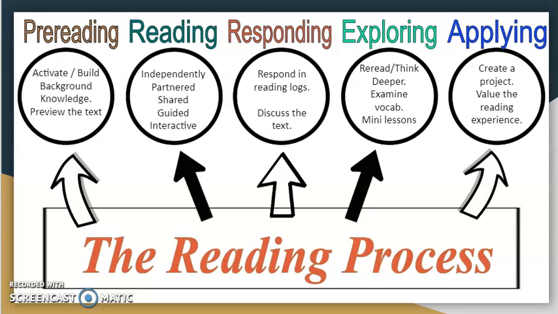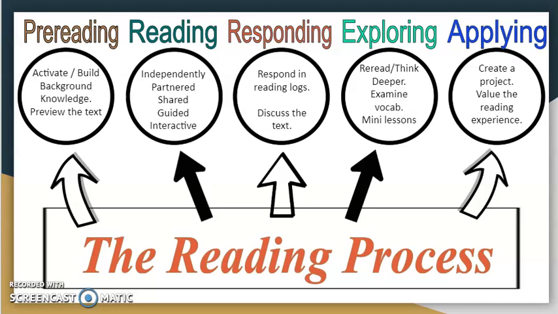First is pre-reading. In this stage, students activate or build background knowledge and set a purpose for reading. During the preview of the text, students may predict what the story will be about, they may hypothesize what will happen, and they may do other things, like this.